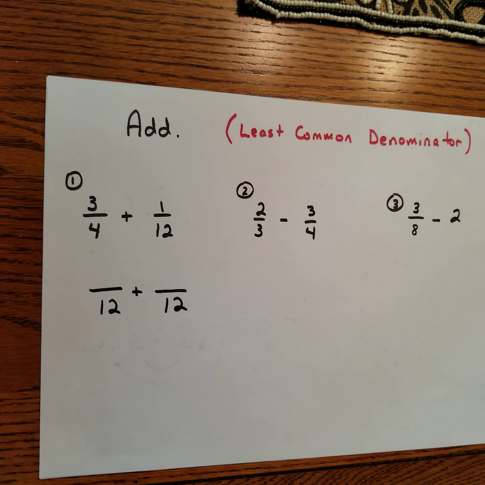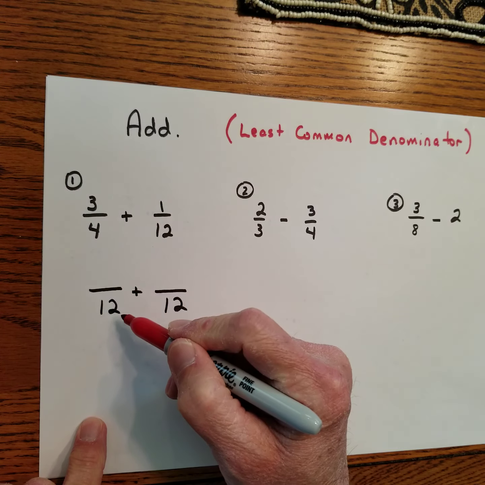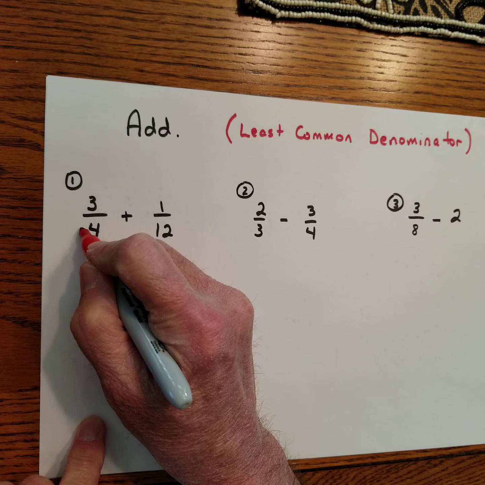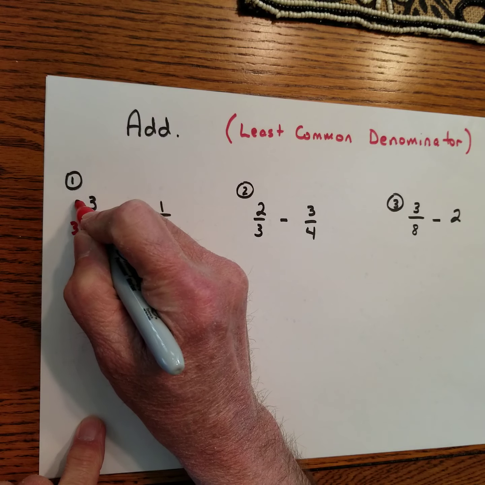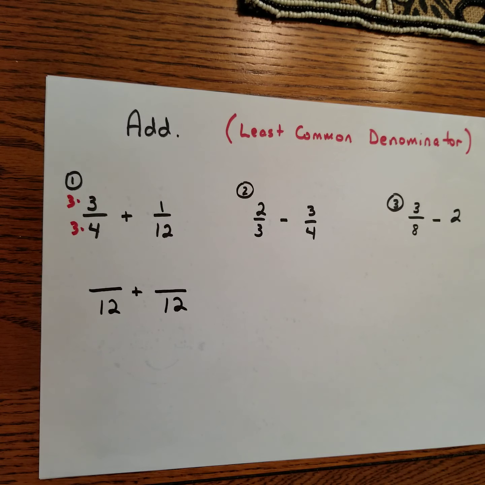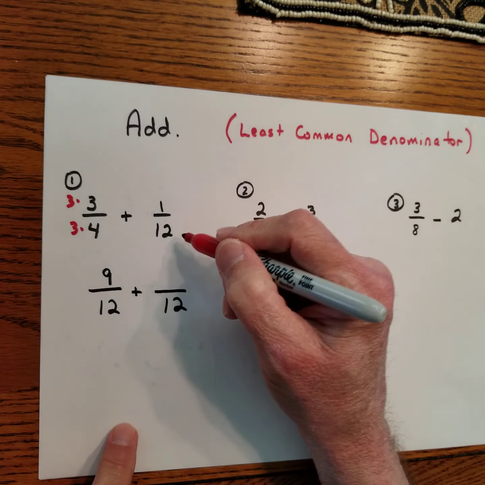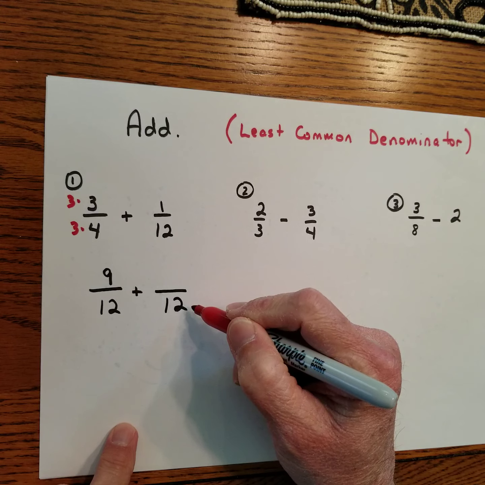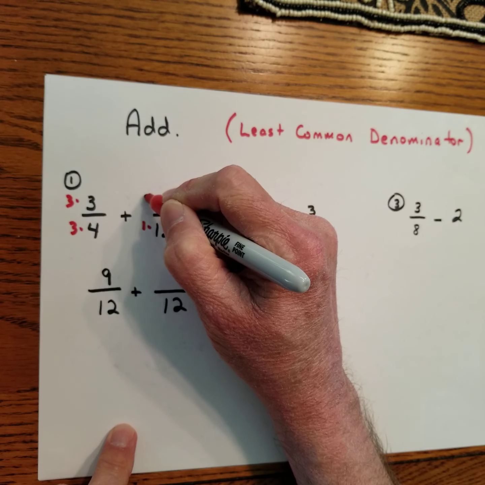Now we need to get the numerators. What do you multiply times this denominator to get this denominator? I would have to multiply 4 times 3 to get 12. Then I must also multiply the top by 3. What do you multiply times 12 to get 12? Is 1. Then I'll multiply the top by 1.